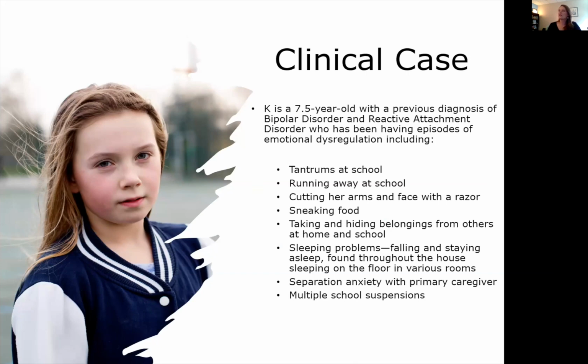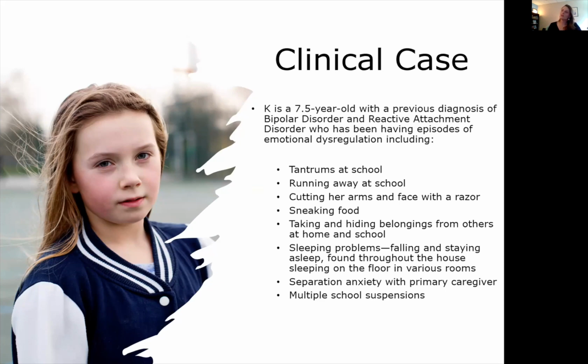So Kate is a 7.5-year-old with a previous diagnosis of bipolar disorder and reactive attachment disorder who has been having episodes of emotional dysregulation, including tantrums at school, running away at school, cutting her arms and her face with a razor.